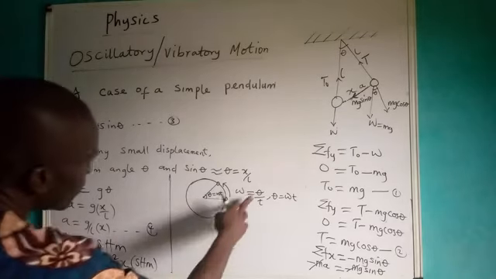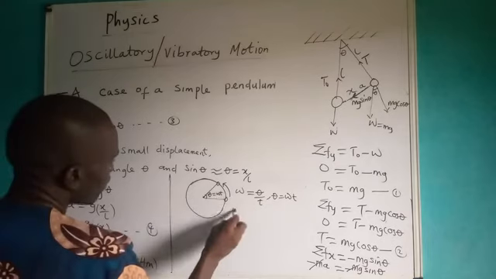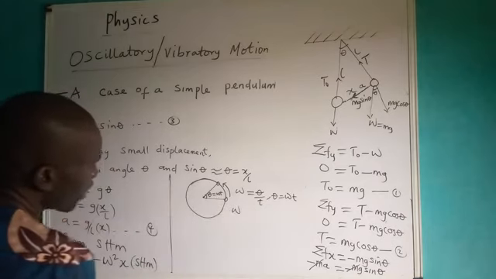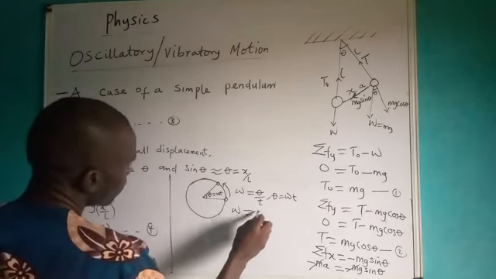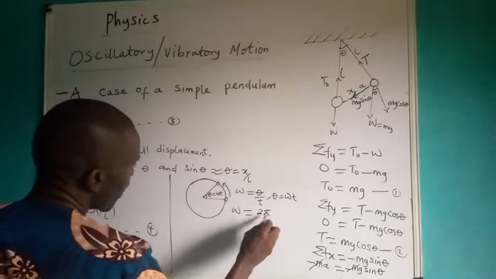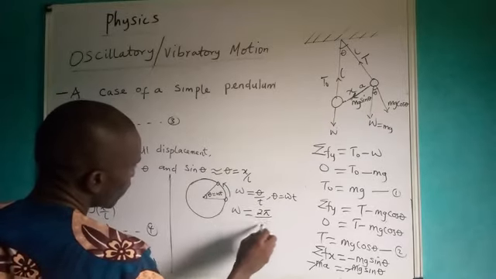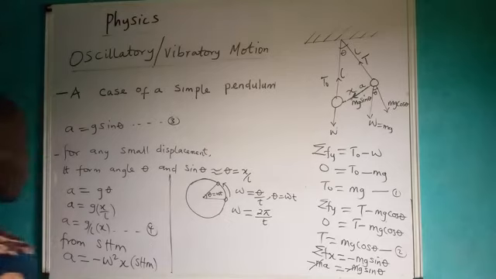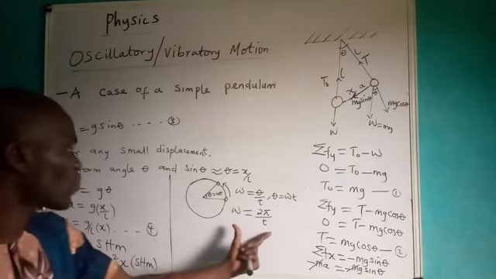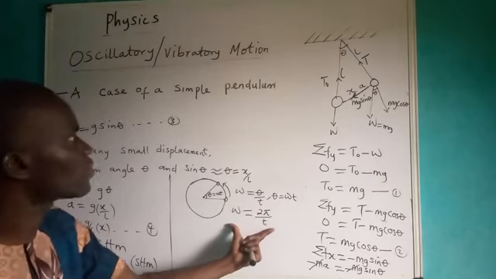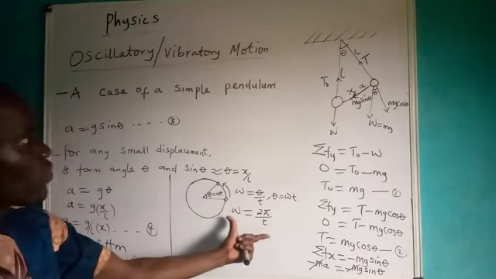Remember that this theta is in degrees, and therefore we need to convert it to radians, which becomes 2 pi all over small t, which is the period. Now we already know this. We take note of this very one.